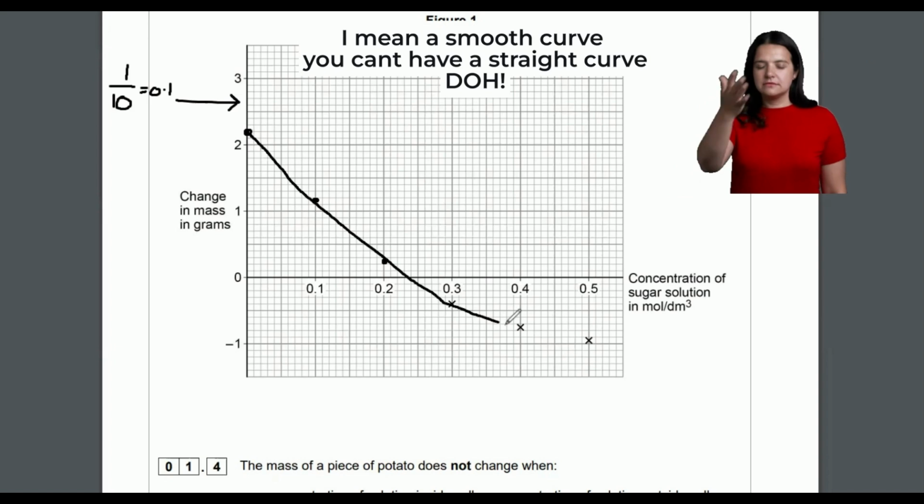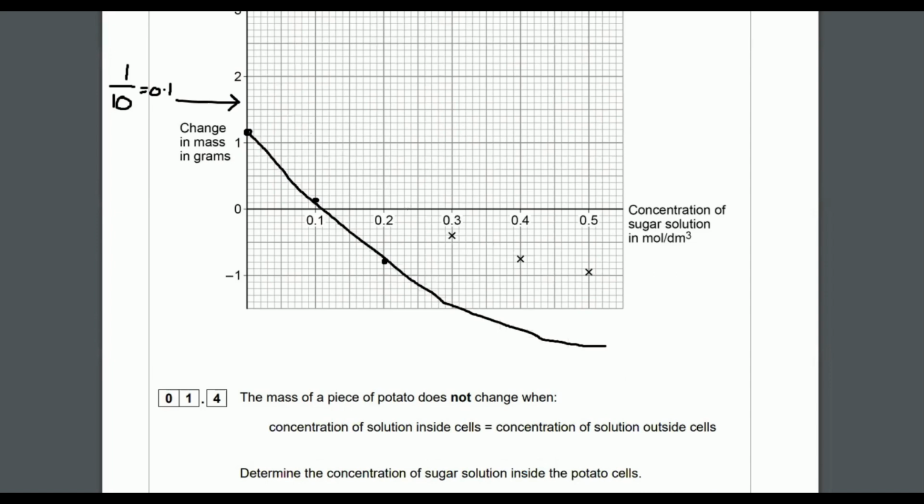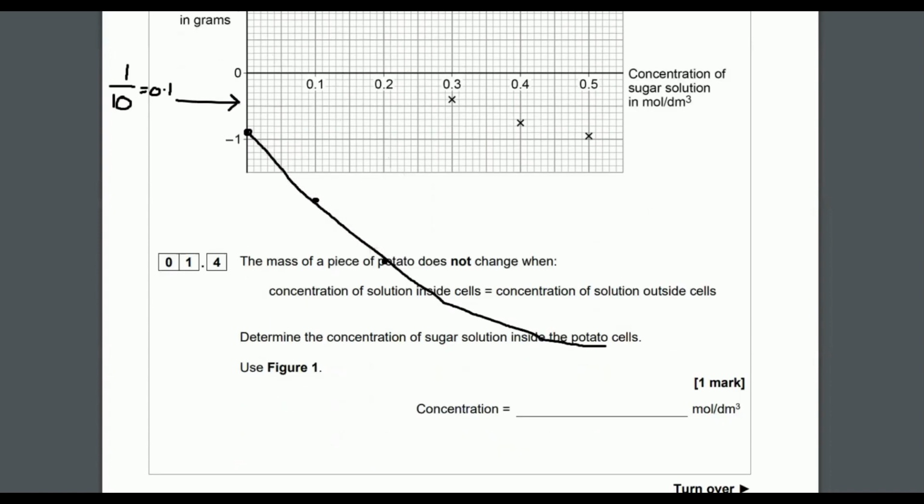When I say a straight curve, they don't want the curve to be straight, but they want it to be a smooth line. That is rubbish, but that will have to do. Now, question 1.4 says the mass of the piece of potato does not change. Let's read the rest of this question. When the concentration of the solution inside the cells is equal to the concentration of solution outside the cells, determine the concentration of the sugar solution inside the potato cells.